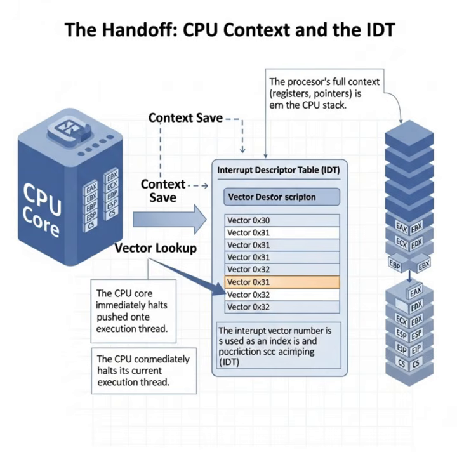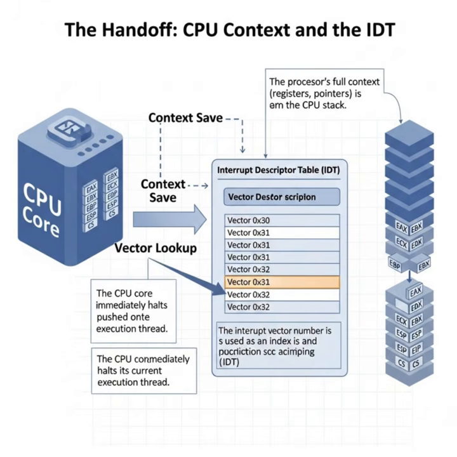With the context saved, the CPU uses the interrupt vector number it received from the APIC as a direct index into a fundamental OS structure, the interrupt descriptor table, or IDT. Think of the IDT as the kernel's emergency contact list. Each entry in this table, pointed to by the vector, contains the memory address of the specific function designed to handle that exact interrupt. This is the interrupt service routine, or ISR.